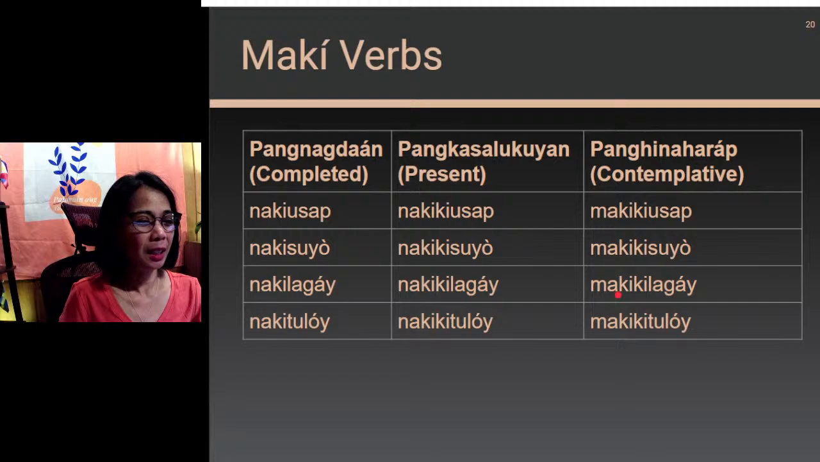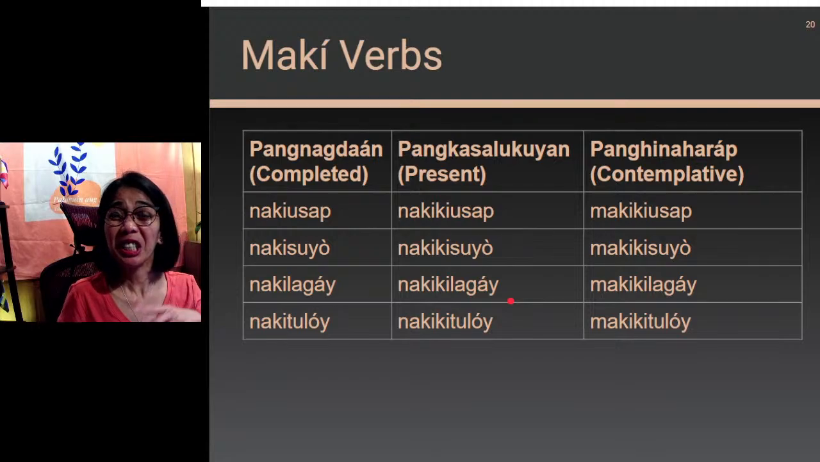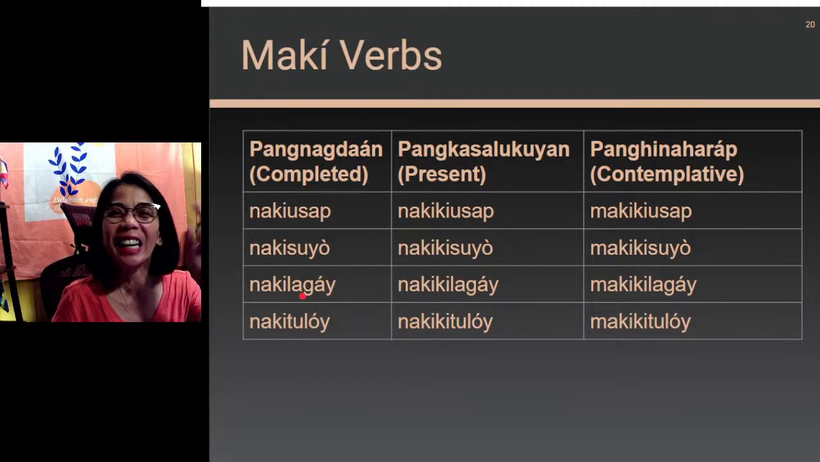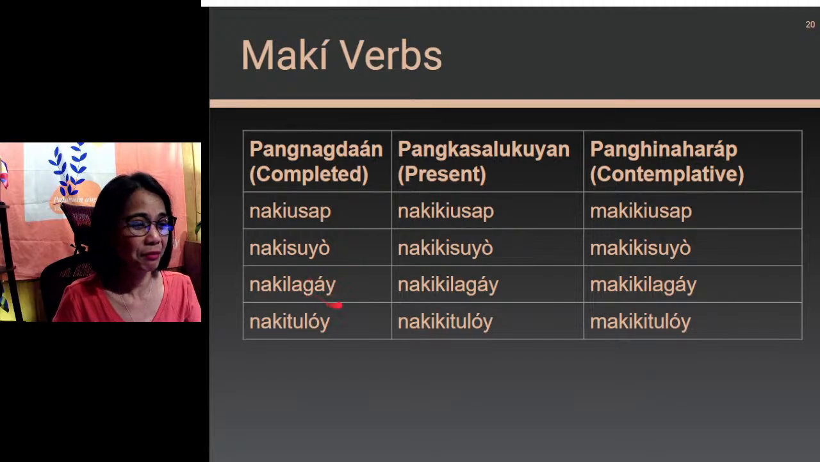Okay. And then if the food is already there, you are referring to that: nakikilagay ako ng pagkain sa fridge nila. Nakikilagay ako ng pagkain sa ref nila. And then the food is already out of the fridge and it's done. You are good to go, right? Nakilagay ako ng pagkain sa fridge or sa ref.